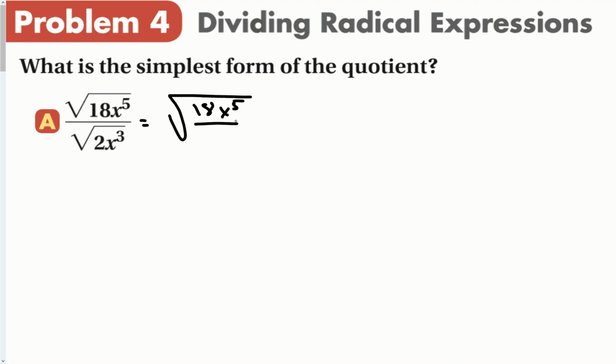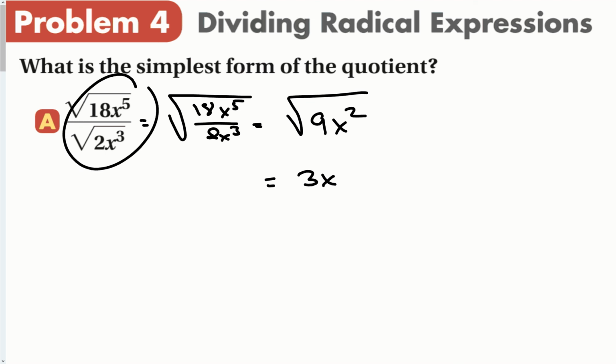18x to the 5th over 2x to the 3rd, and I can simplify that. 18 over 2 is 9. And x to the 5th over x to the 3rd, subtract the exponents, and you get x squared, which gives me 3x. I would need absolute value bars, but I used the quotient rule, so I do not.